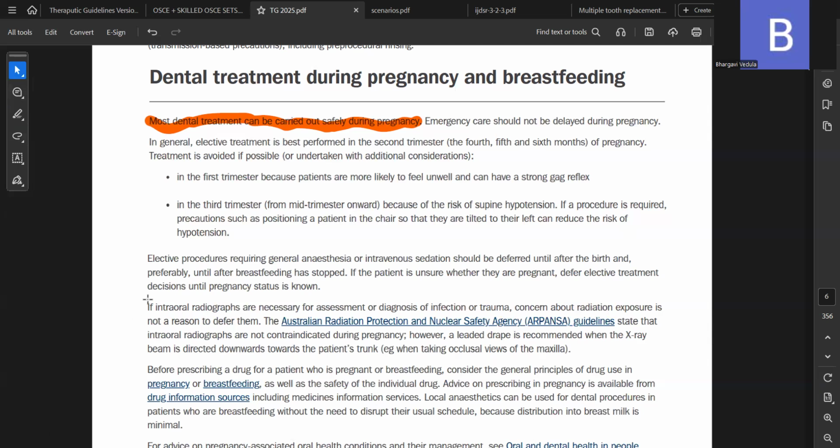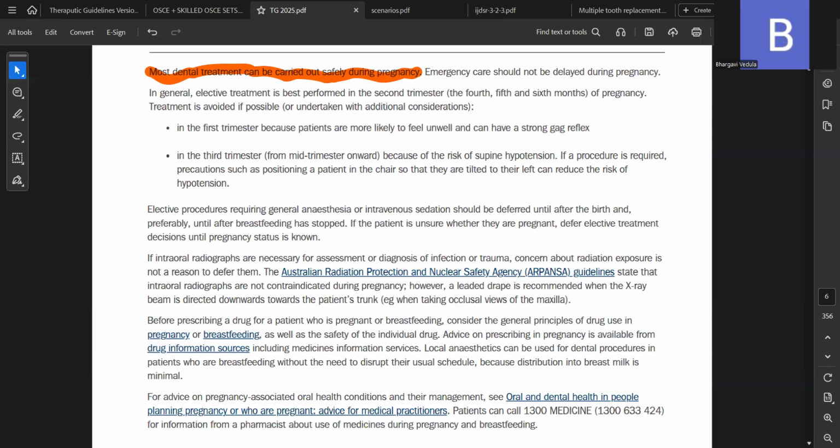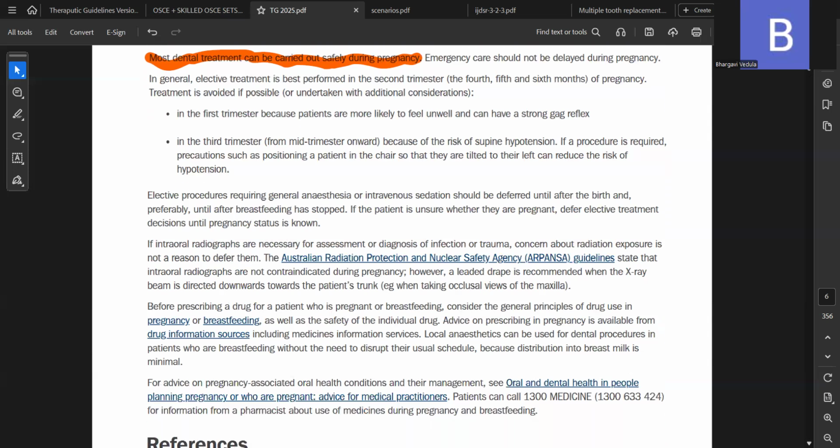Defer elective treatment decisions until pregnancy status is known. After asking the history only, we'll get to know that, right? Whether they are pregnant or whether they are expecting to become pregnant. And then we have to ask them to be sure to get the pregnancy test done. Then only we can do the treatment. Otherwise, if it is an elective treatment, defer it until they are confirming that they are not pregnant.